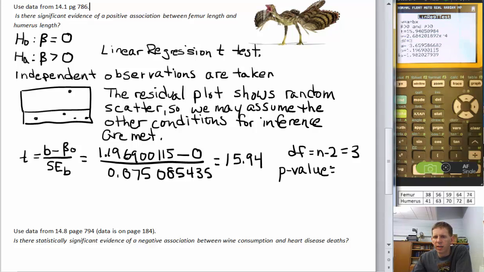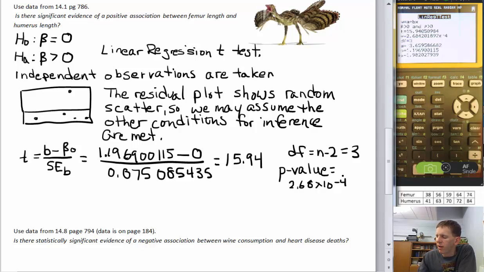And what you'll see on this screen is a t-score that we got, 15.94, our degrees of freedom, which do equal 3, and a very small p-value in this problem, 2.684 times 10 to the negative 4th power. That is one way of calculating the p-value.